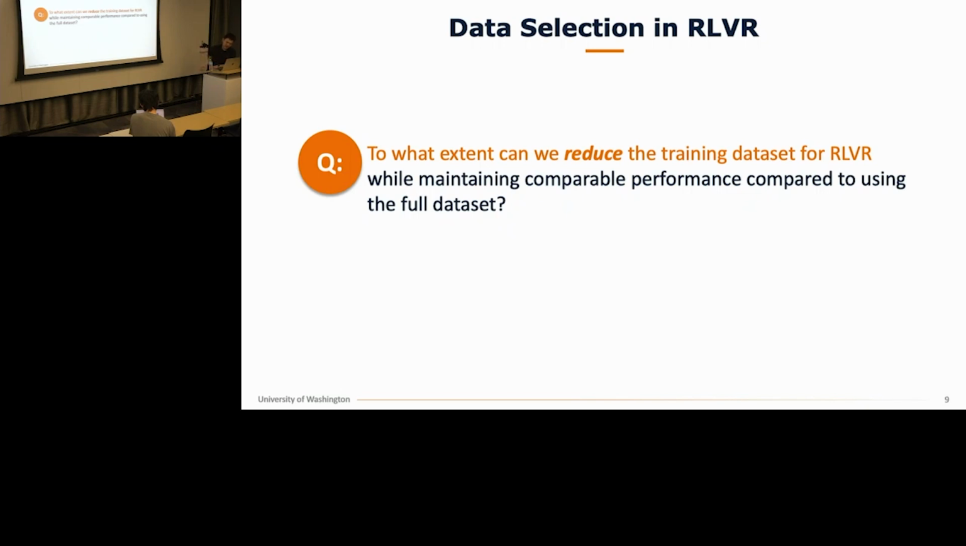To what extent can we reduce the training data set? In standard benchmarks, they use like 1,000 or even tens of thousands of math questions to train the language model. But here, let's say we want to reduce the data set, and how much can we reduce? Surprisingly, we found that you only need one data point, one training example. You can already achieve comparable performance as if you were using the entire data set. I'll tell you more details about our findings.